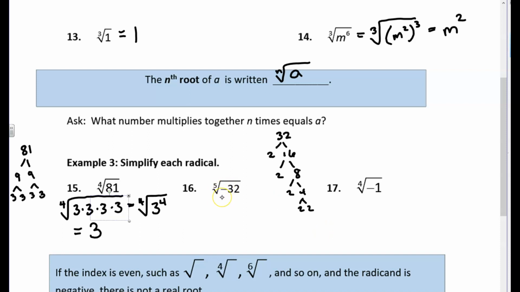That negative sign there means that when I'm dealing with the 5th root, I'm looking at negative 2 to the 5th power. That means my 5th root ends up being negative 2. And the 4th root of negative 1.